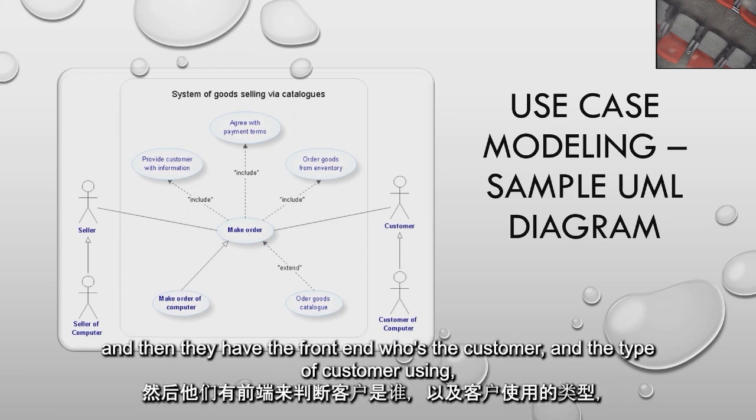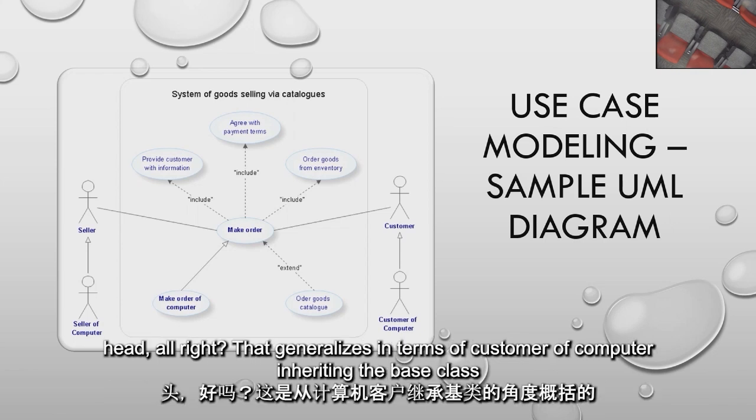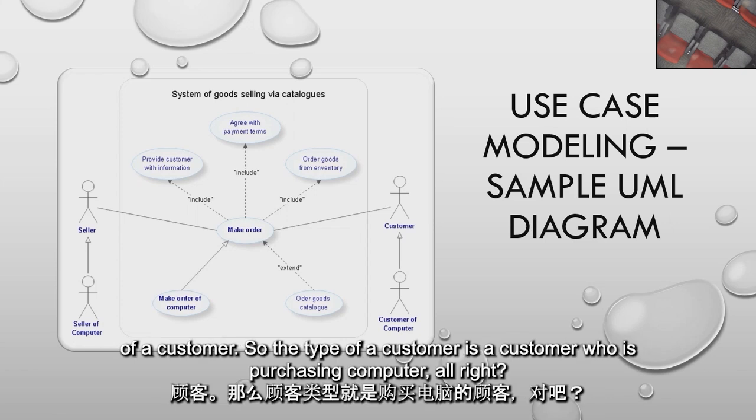And then they have the front end who's the customer, and the type of customer using, if all of you can pay attention to this small little arrow, it's an arrow with a clear head, all right, that generalizes in terms of customer of computer inheriting the base class of a customer.